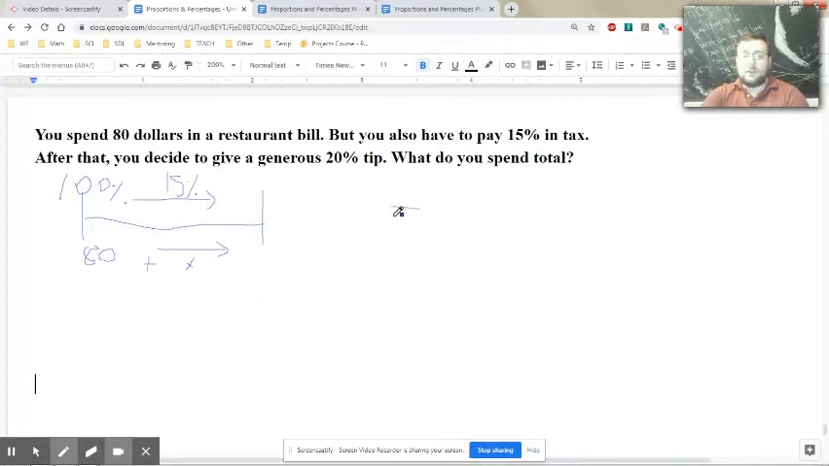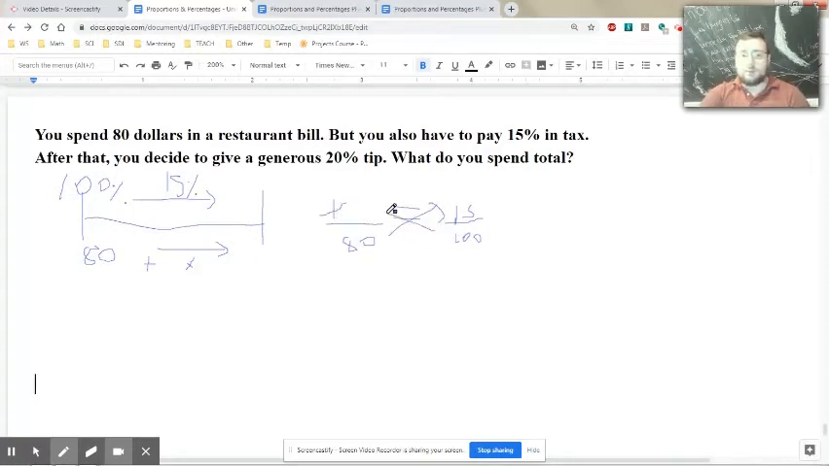When I'm trying to do this as an is-of problem, I start by putting 100 on the bottom right. I always start the same way. And then I'm doing 15%, so the 15 goes where the percentage goes. Then I put my whole on the bottom here, 80. And then I try to find what is my part, which is that tax that I have to pay.